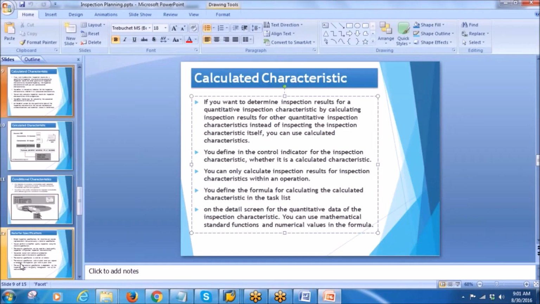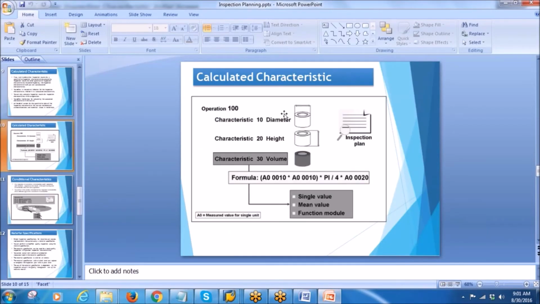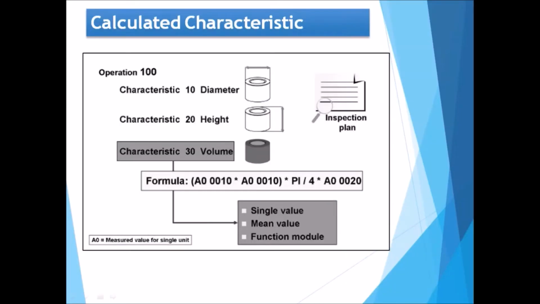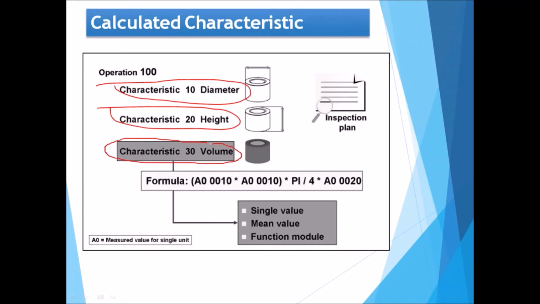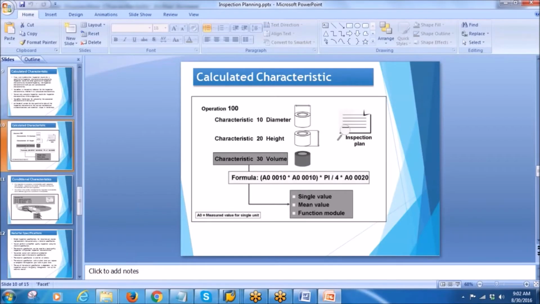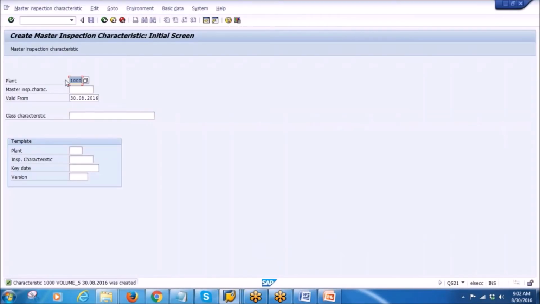Now I'm creating a calculated characteristic, so I'm saving this. When you enter this calculated characteristic in the inspection plan, the system automatically asks you to enter a formula. If you see here, one characteristic is diameter, one characteristic is height. Volume is calculated by using the results of diameter and height. So for that you will be entering the formula here. Let me go back. Now I'll take this volume characteristic and go to our inspection plan, let's say QP02.